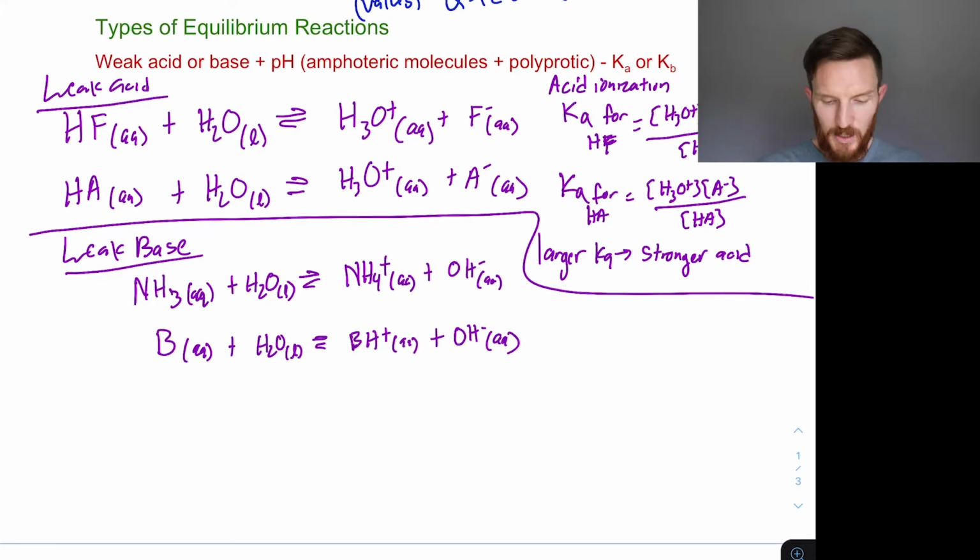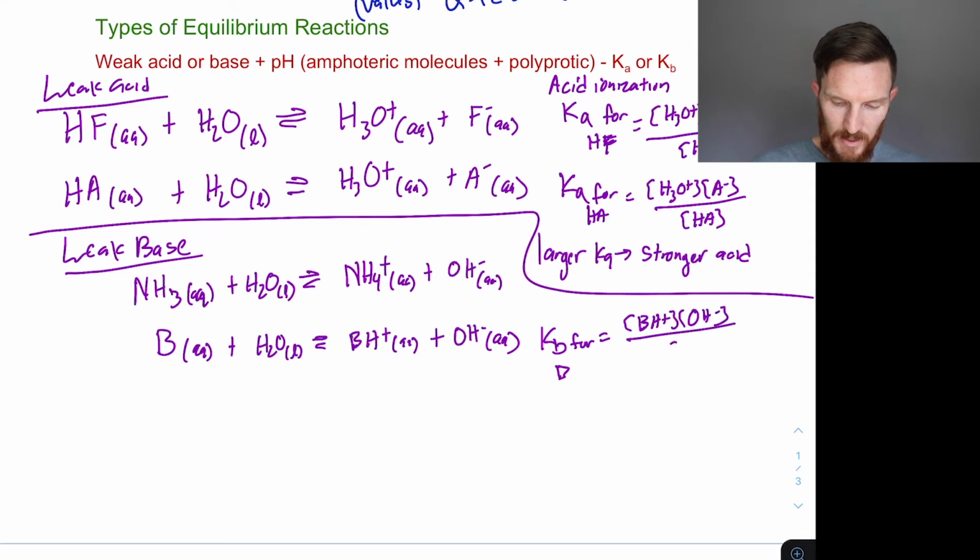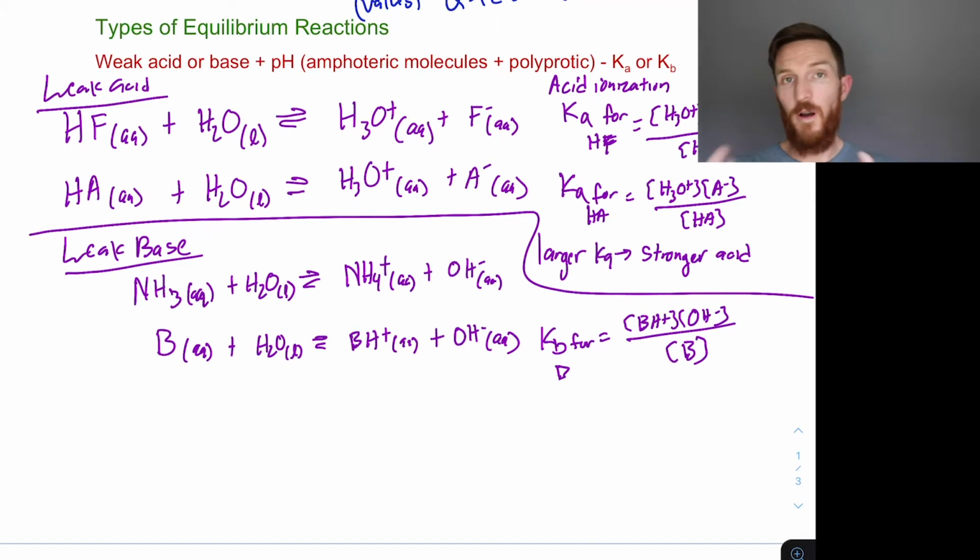And again, we can write out the Kb, let's just do it for our generic base B, is equal to our products, BH+ and hydroxide ion, divided by whatever that molecular weak base would be. So now we have the ability to see this for a specific weak base or weak acid.